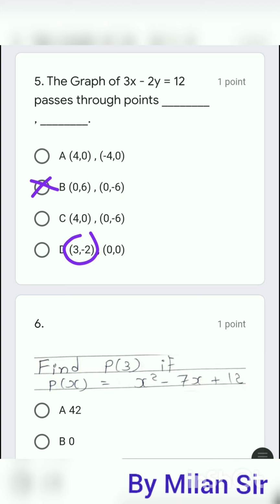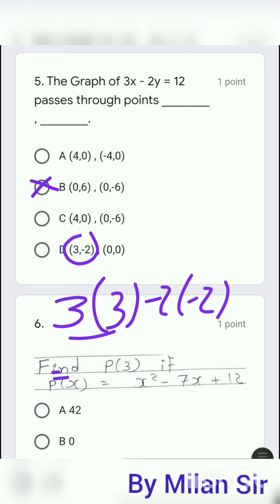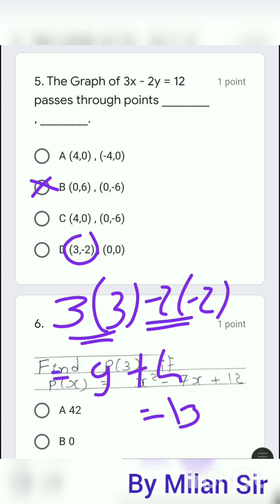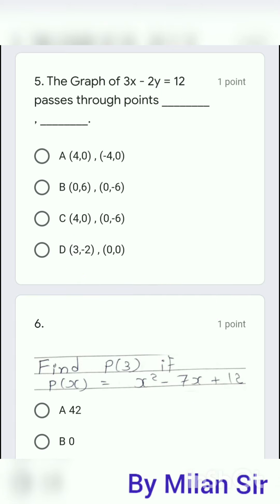Now check this (3, minus 2). In place of x 3, in place of y minus 2. So 3 3s are 9, minus minus plus, 2 2s are 4, 9 plus 4 is 13, but not 12. That's why option D is also incorrect. So option C is our correct answer.